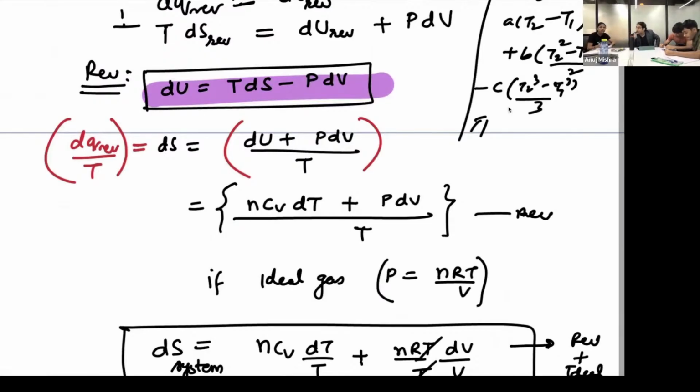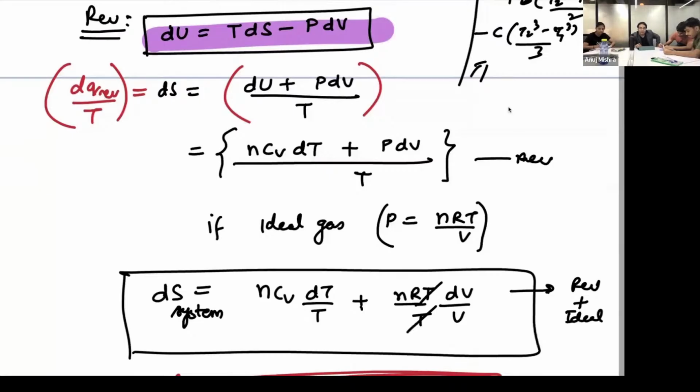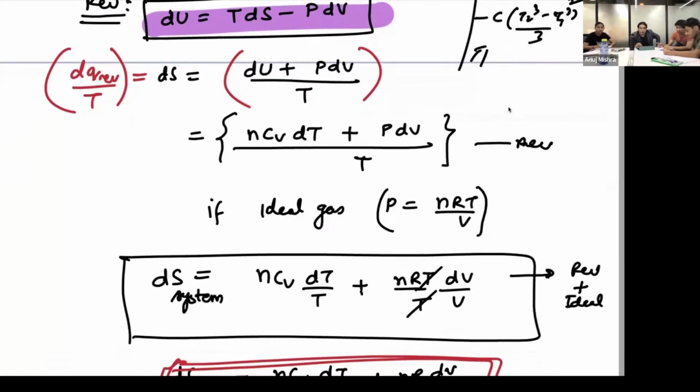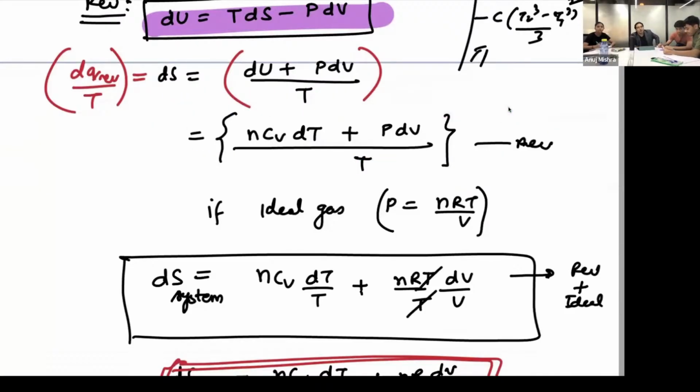System, surrounding, universe; reversible, irreversible. In adiabatic irreversible, you have done this relation. Check in your notes. So dS is dU plus PdV upon T, which is nCv dT plus PdV upon T. This is a general result. Try to understand. This is a general result of a reversible process. Use it anywhere, it works everywhere.